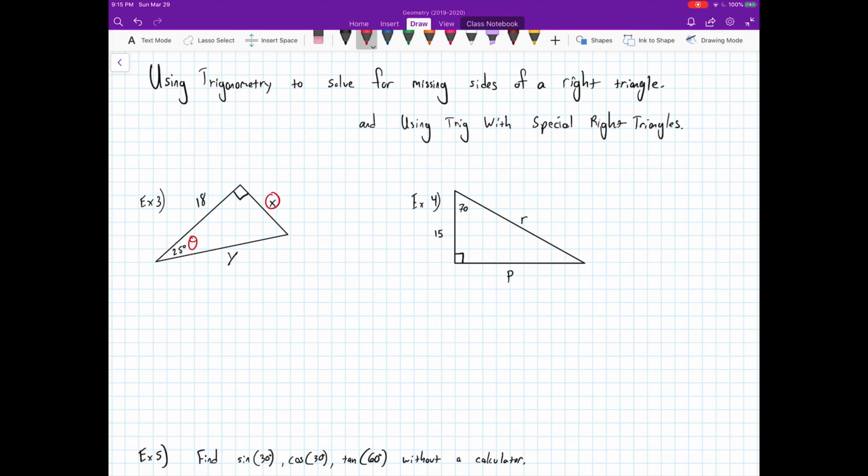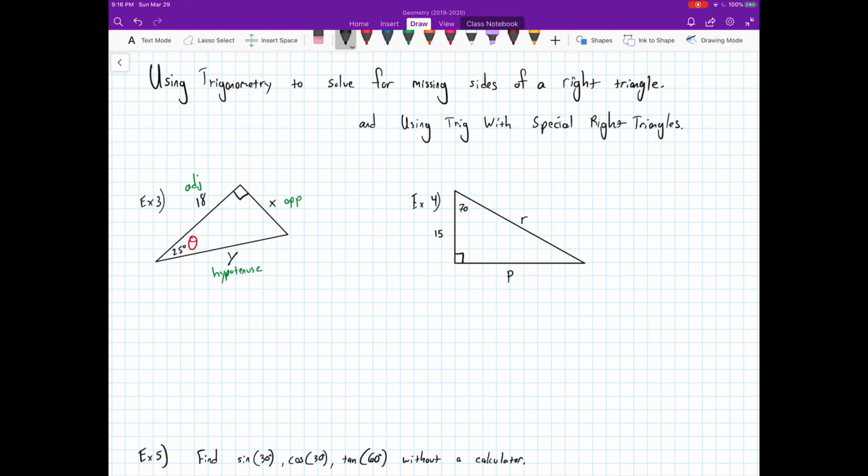So I'm going to say to myself, all right, what's the opposite, what's the adjacent, and what is the hypotenuse? So the hypotenuse doesn't change. It's right down here, right across from the right angle. And then if I'm focused on the theta here, the opposite is going to be x, and the adjacent is going to be 18, right? Because 18 is right next to theta, and it's not the hypotenuse.